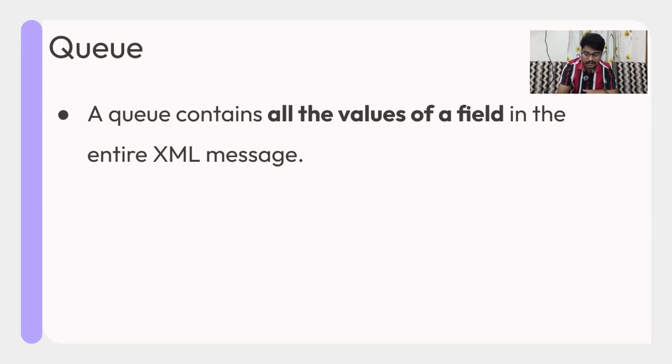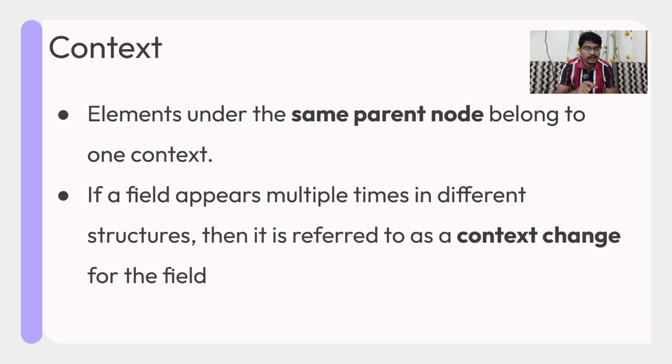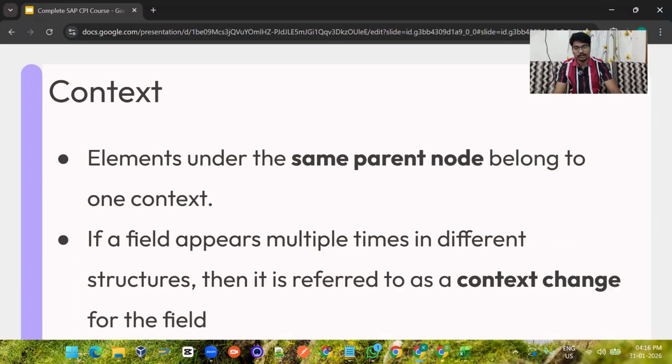Let's see the definition of context. Elements under the same parent node belong to one context. And if a field appears multiple times in different structures, then it is referred to as a context change for the field. Right? Still confusing, right?